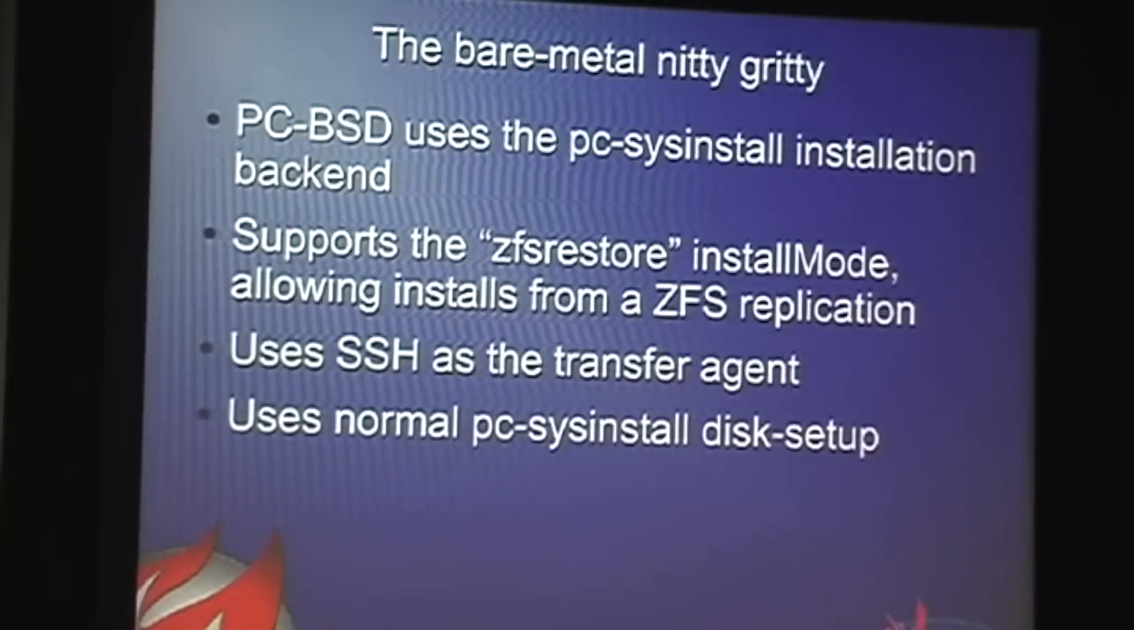So how this works is it uses the PC sysinstall installation backend. That's a backend we wrote for PC-BSD a number of years back. I've given some talks on that. Everything's a fully scripted install. So every single install or restore, anything you ever do with that piece of software is fully scripted. And now, starting in 10.0, it supports the ZFS Restore method. So it'll just allow us to pull from a ZFS replication. So you can use this for system deployments, cloning. I mean, it's just basically another installation target saying this is the source we want to pull from, as opposed to DVD. And it's going to use SSH as the transfer agent again. And it uses just pretty much the normal PC sysinstall disk setup syntax.